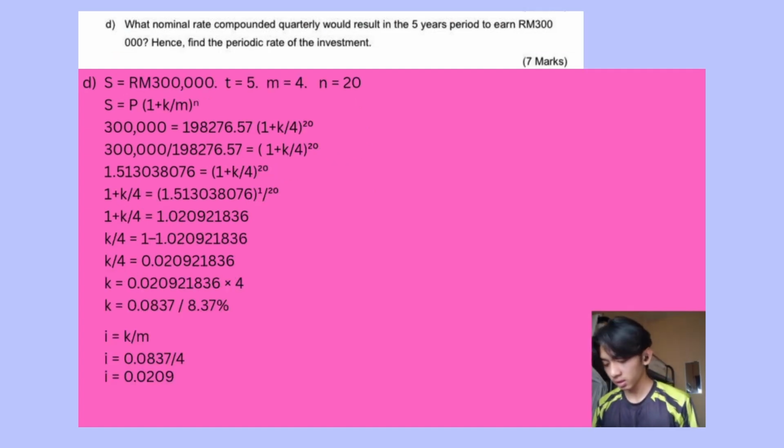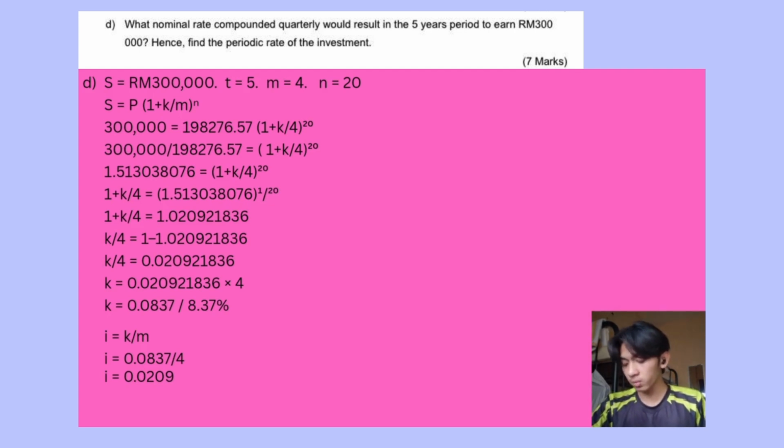And for question D, we need to find the K. Okay, so again we use the same formula, S equals P times (1 plus K over M) to the power of N. And then we substitute all the values and it will be 300,000 equals 198,276.57 times (1 plus K over 4) to the power of 20. And then we move the P to the left and it will be 300,000 over 198,276.57 equals (1 plus K over M) to the power of N. And then after we do the calculation, we will get 1.513003879 equals (1 plus K over 4) to the power of 20.